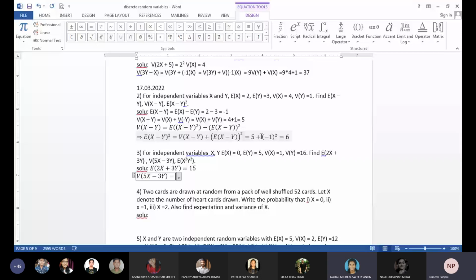So 169. 169, right. So this will be 25 times variance of x plus 9 times variance of y. Okay, 25 times variance of x plus 9 times variance of y. तो उसका आंसर आता है 169.